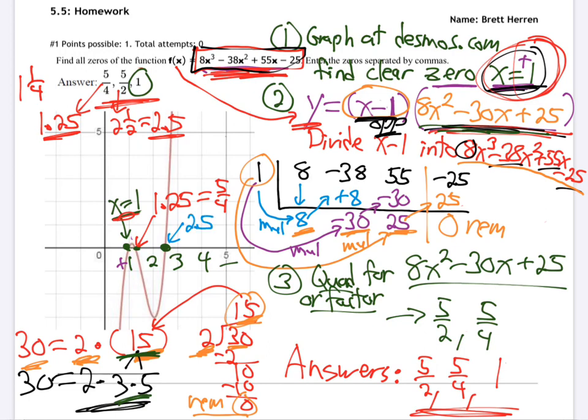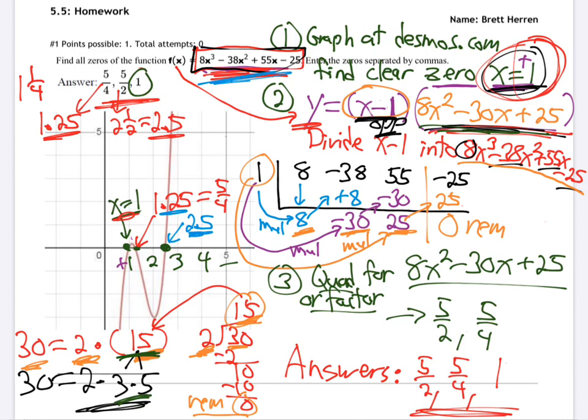So it's right, isn't it? These are the 3 places where this function, this 8x cubed, etc. function, hits the x-axis. Those are its 3 zeros. Those are the 3 places where it is at a height of 0.